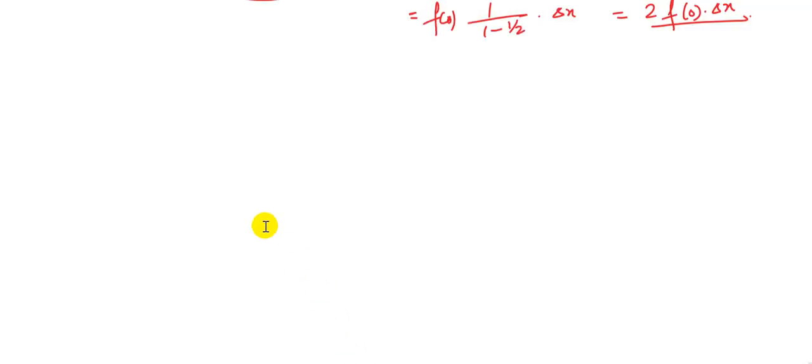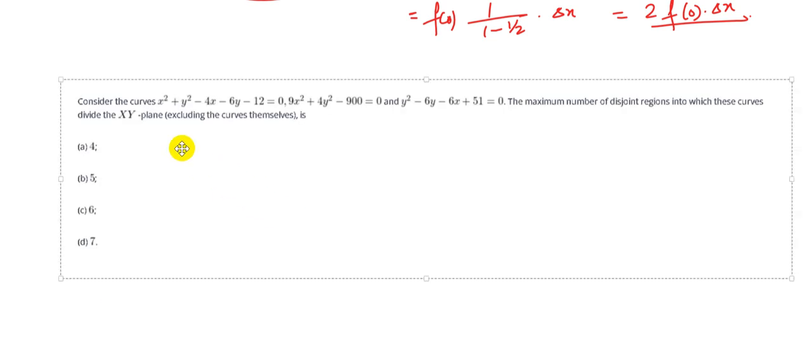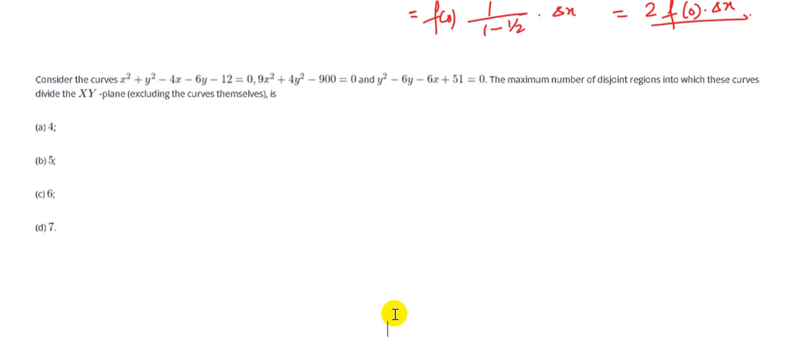Now, this one. This one is a little tough, and I'll tell you why it is tough. There are three curves given. I think it came in the 2021 paper. Yes, I'm giving the examples from the 2021 paper itself. Instead of 3, they can give 5, 6, whatever.